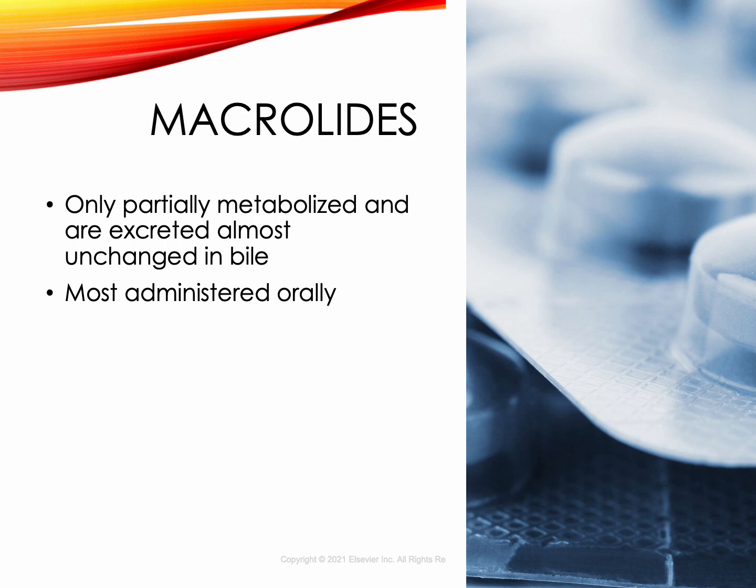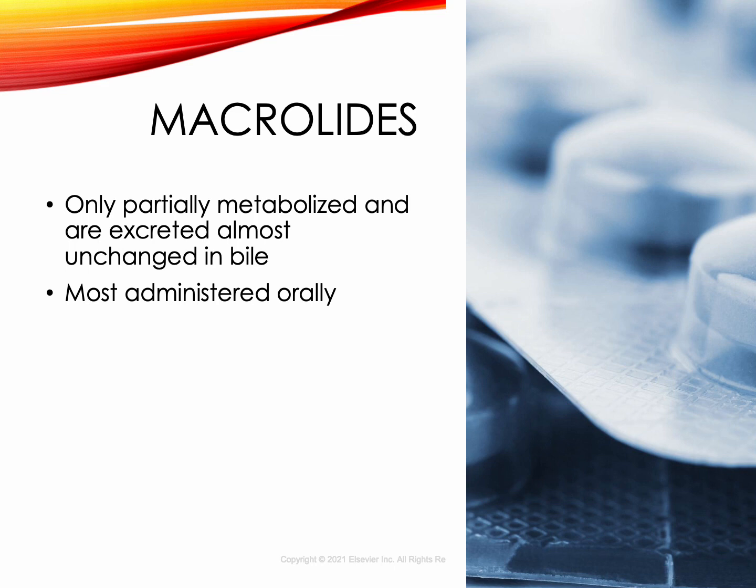So if you look at Table 5.7, you're going to see a list of macrolides. And macrolides are a group of broad-spectrum antibiotics that inhibit protein synthesis. And the way that they do this is they bind to the ribosomal unit of the bacteria. Macrolides are both bactericidal and bacteriostatic.